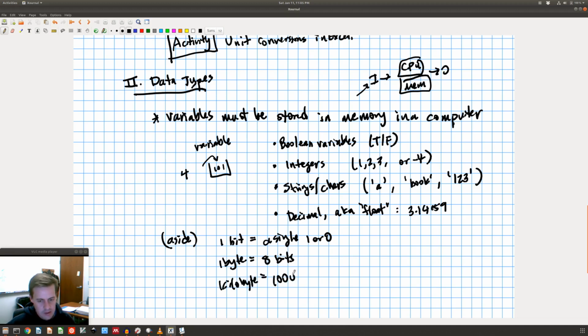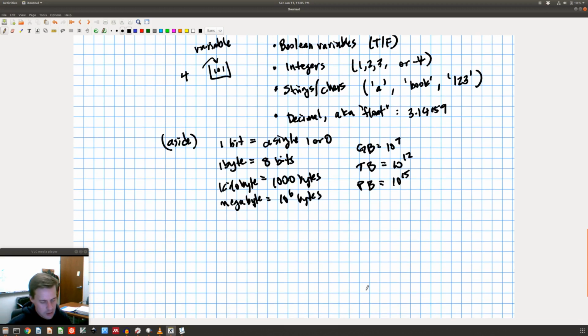A kilobyte is 1,000 bytes. A megabyte is 10 to the 6 bytes, and a gigabyte is 10 to the 9 bytes. A terabyte is 10 to the 12, and I think a petabyte is 10 to the 15. So that's just a little bit of background. We're going to use that when we talk about data types in just a second.